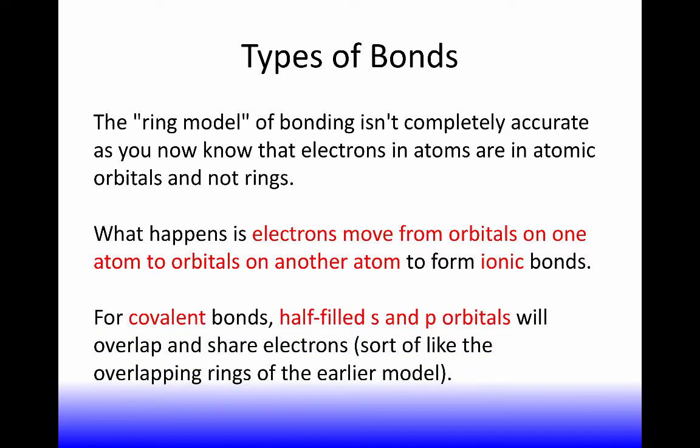For covalent bonds, they do the same thing. They also will end up with completely filled s and p orbitals, but they don't do it by electrons moving from one atom to another. Basically, half-filled s and p orbitals will overlap and share electrons, sort of like that overlapping ring model we talked about before, but you'll end up with the equivalent of completely filled s and p orbitals on each atom.